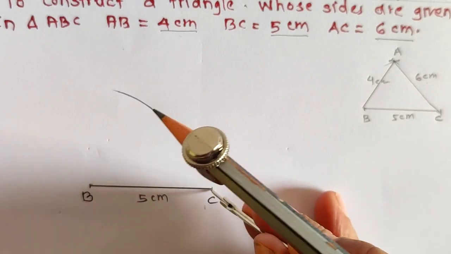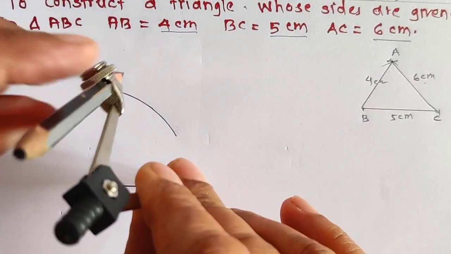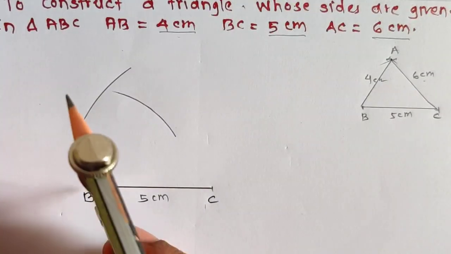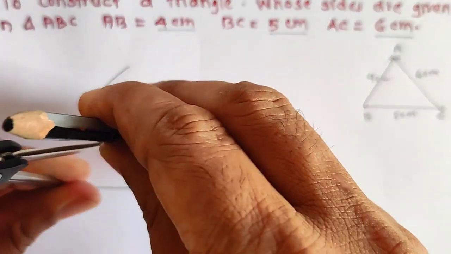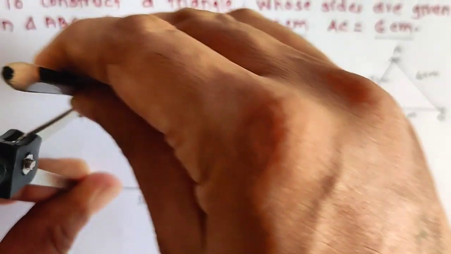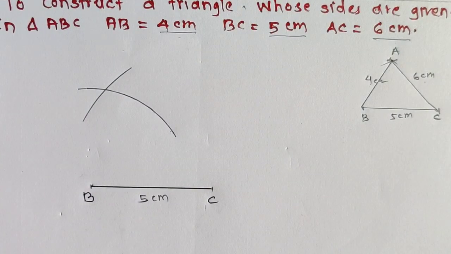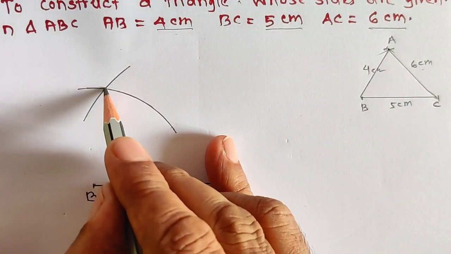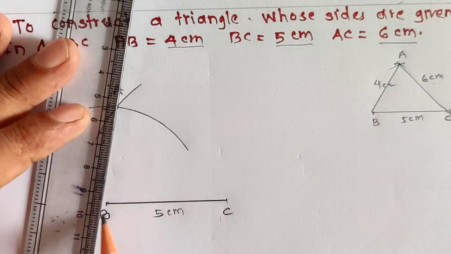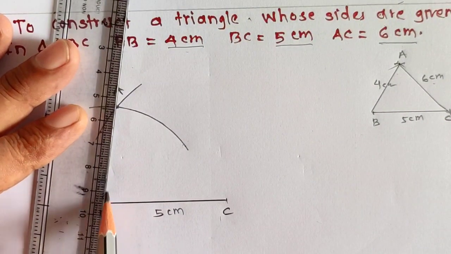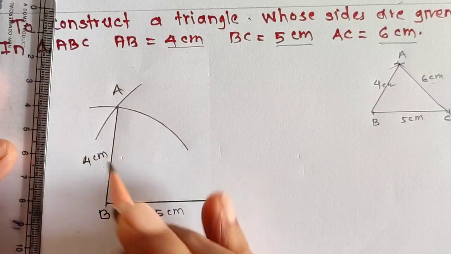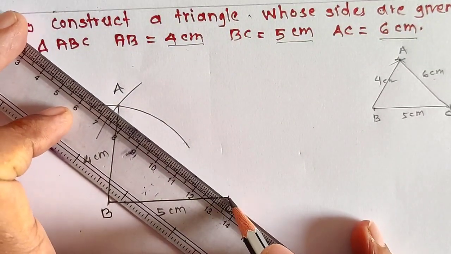Now with C as the center, draw another arc intersecting the previous arc. If the arcs do not intersect, then again draw the arc through B, with B as a center and 4 centimeter as a distance. Extend that arc. We get this point A. Now join AB, which is 4 centimeter, and this is AC. Join this AC.